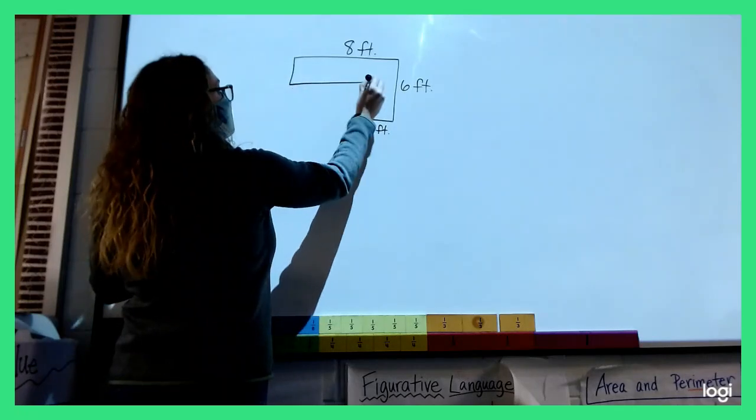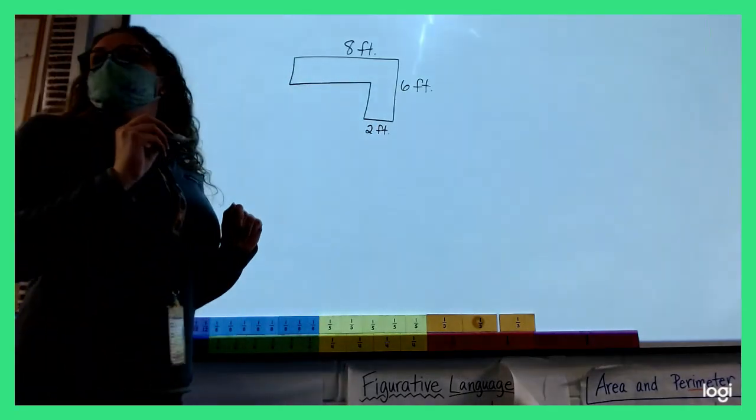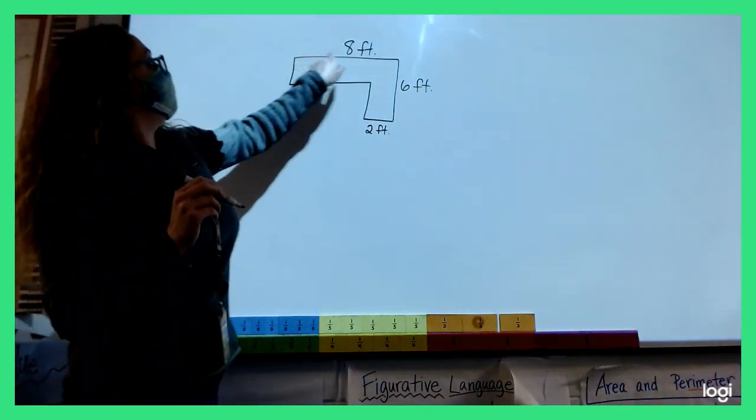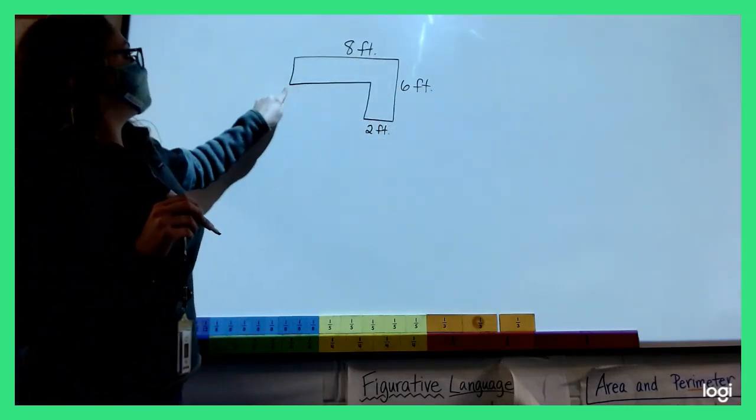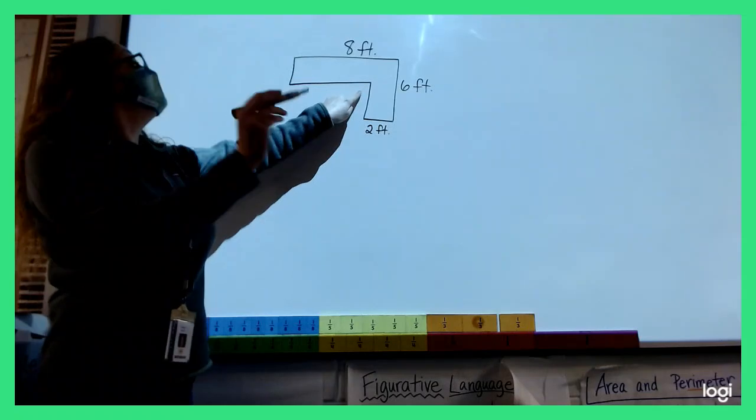And this long side up here, well, I'll just ask if anybody knows what does that have to be. If the whole top's 8 feet, this little part is 2 feet, what does the rest have to be, Emma? 6. 6 feet, nice job.